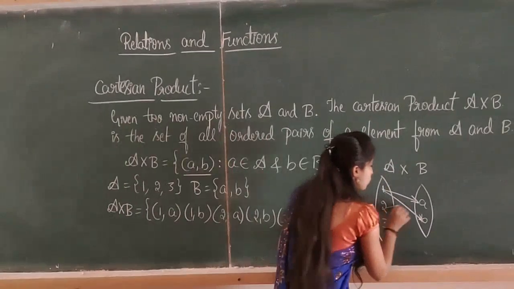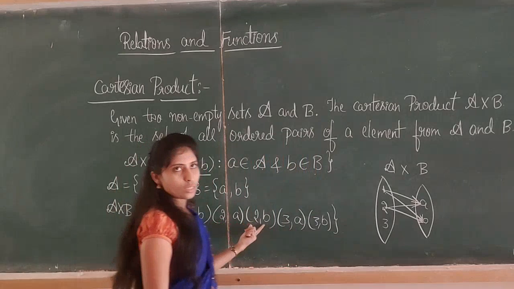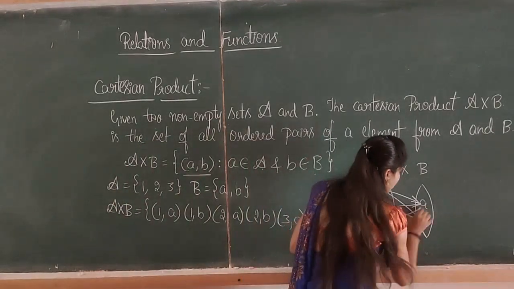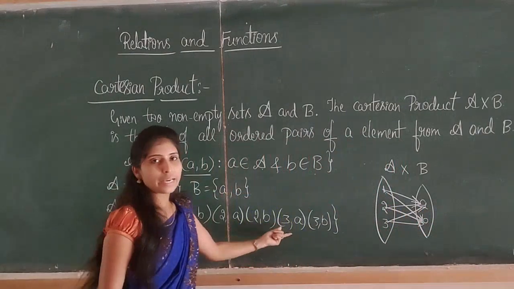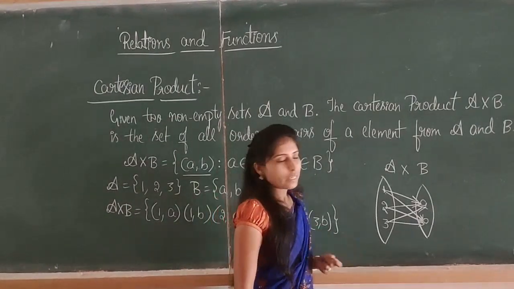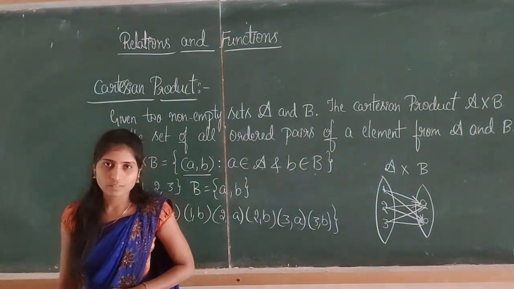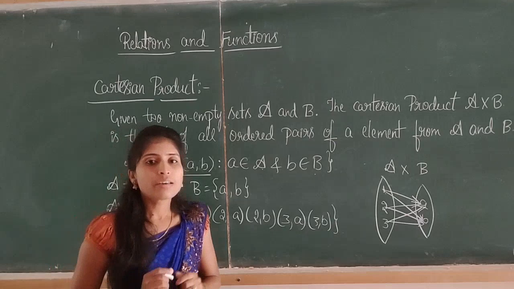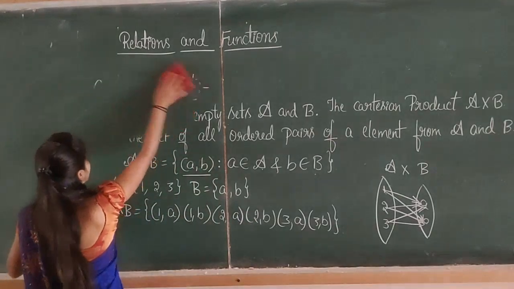The next is 2 comma A, 2 comma B. Then third 3 is related to A and 3 is related to B. 3 comma A and 3 comma B. In arrow diagram also we can write this Cartesian product. The next is relation.